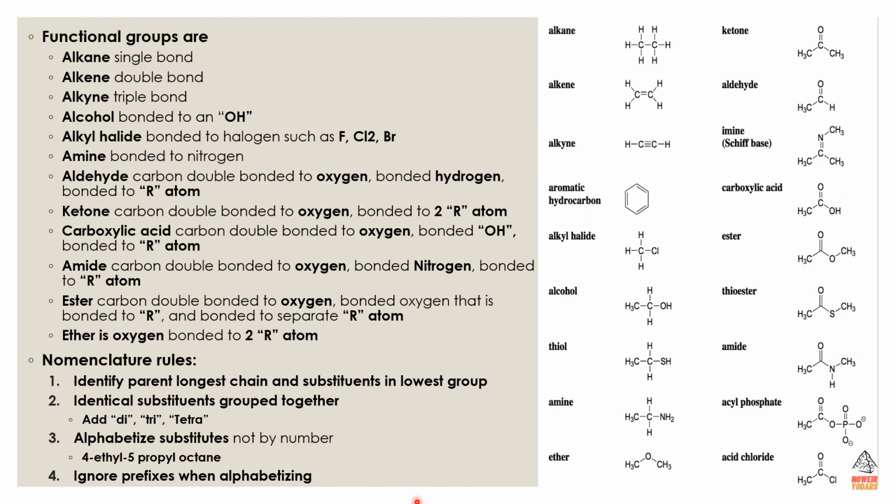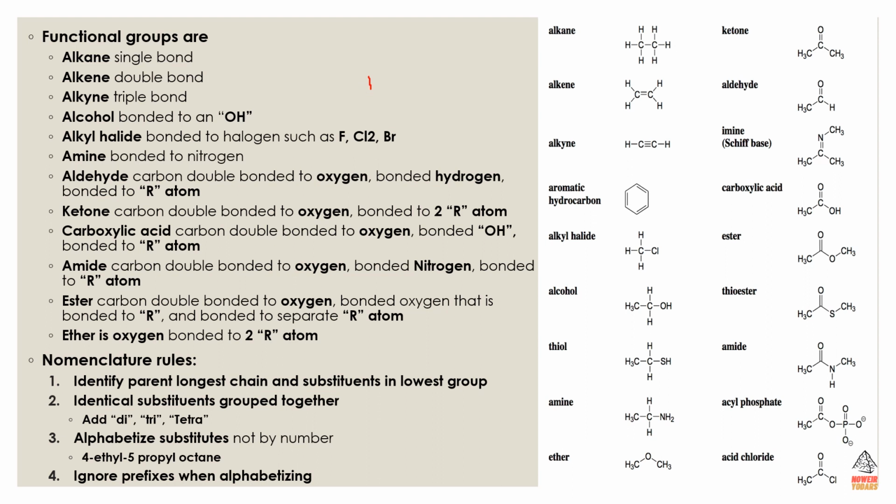So when naming nomenclature, you're going to have, for instance, a structure like this. You're going to face some chains and groups and stuff like that that could seem a little bit challenging, but really it's not.